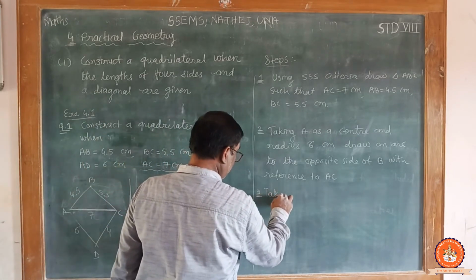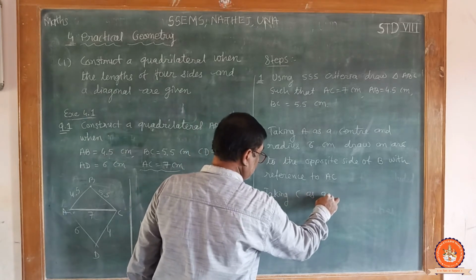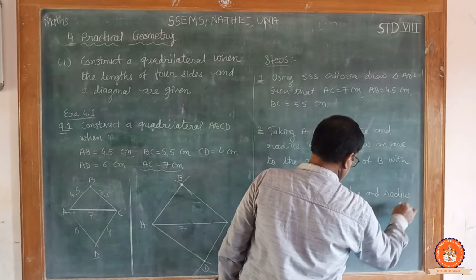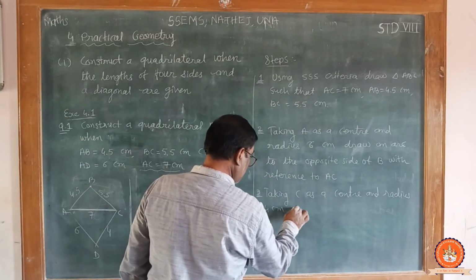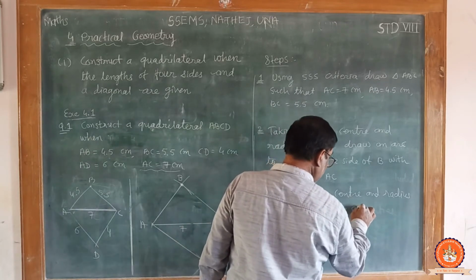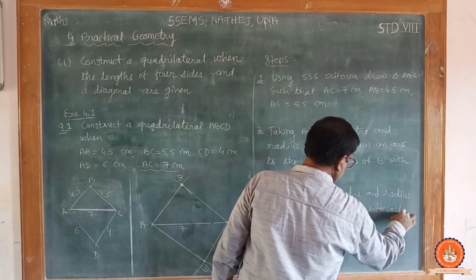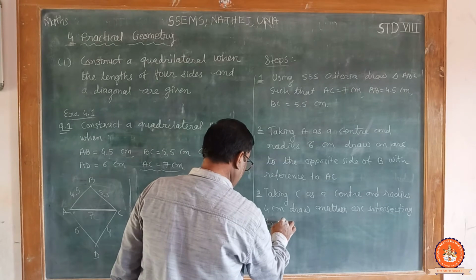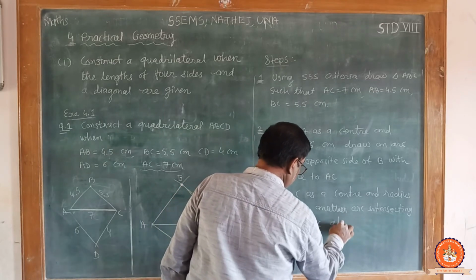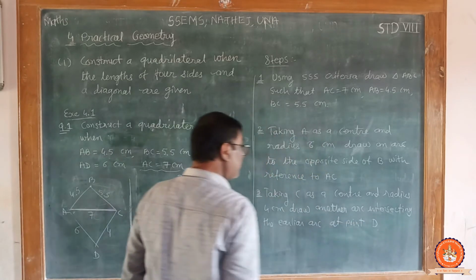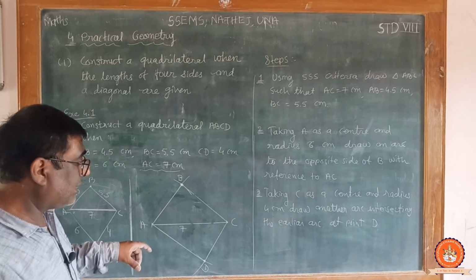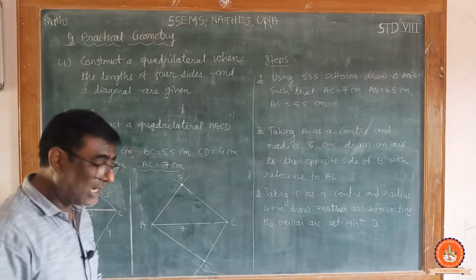Now taking C as a center and radius 4 centimeters, draw another arc intersecting the earlier drawn arc at point D. The point of intersection we will directly call D. Taking C as a center and radius 4 centimeters, draw another arc intersecting the earlier drawn arc at point D.